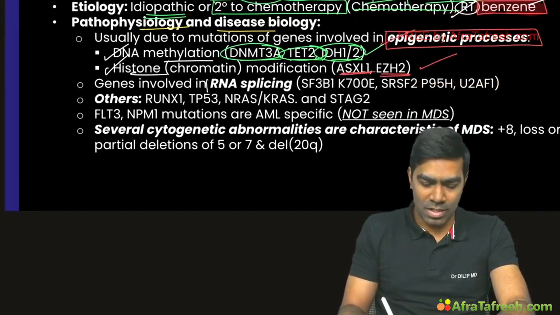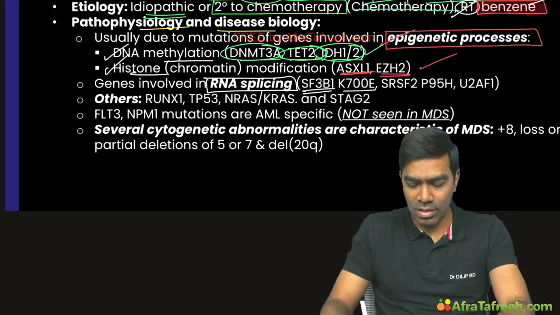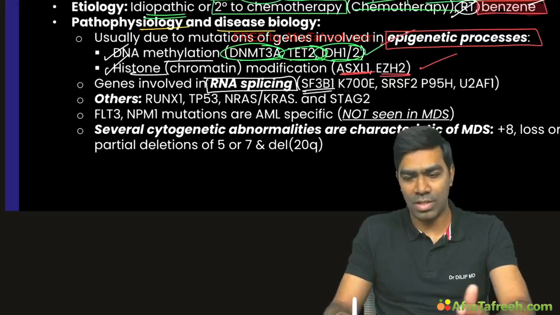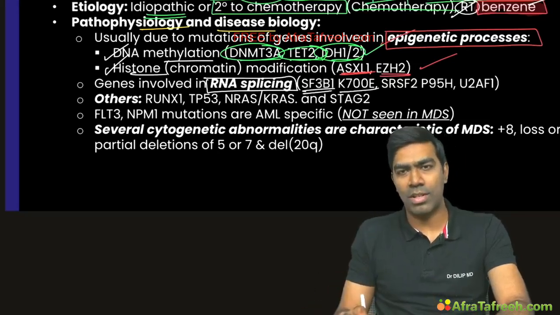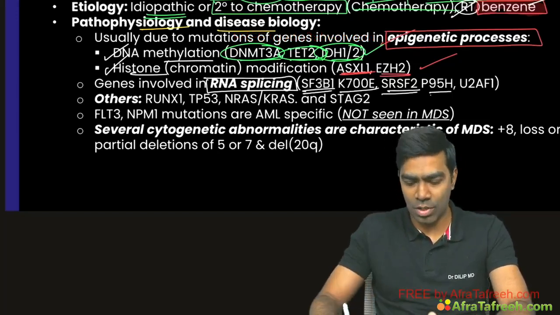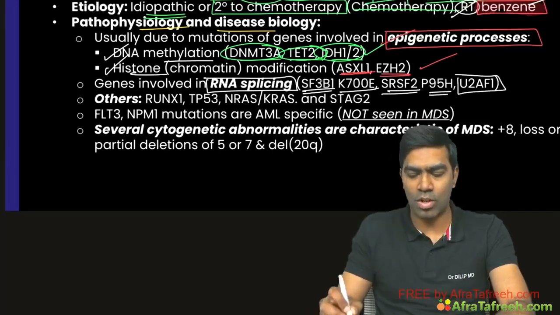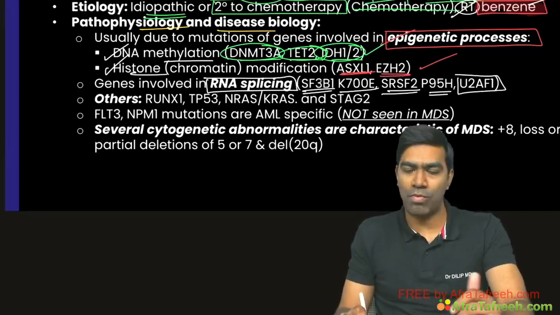And there are some genes that are involved in RNA splicing, like SF3B1, where the classic mutation is the K700E mutation, or the mutation can be in another gene called SRSF2, where the classic mutation is the P95H mutation, or there could be a mutation in another gene called U2AF1.